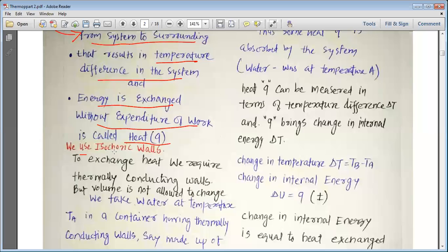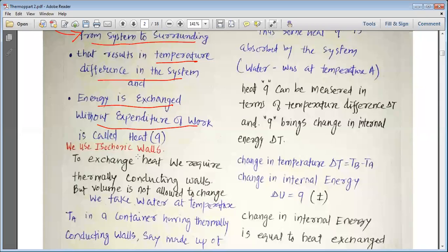We use isochoric walls. So what is isochoric wall, my dear students? To exchange the heat, we require thermally conducting walls, but volume is not allowed to change. We use the isochoric walls. My dear students, can you tell me the meaning of the isochoric walls?